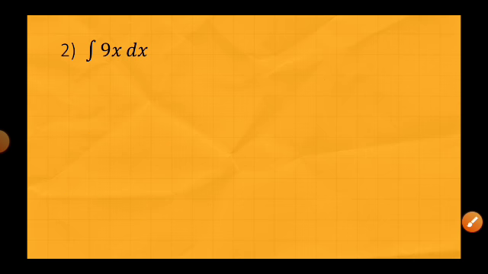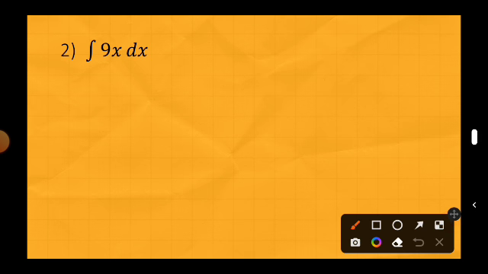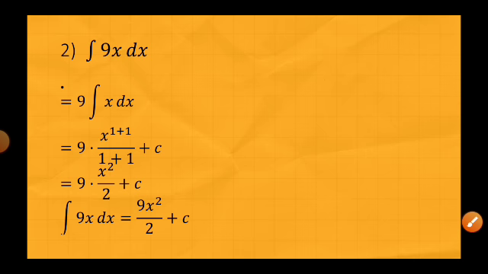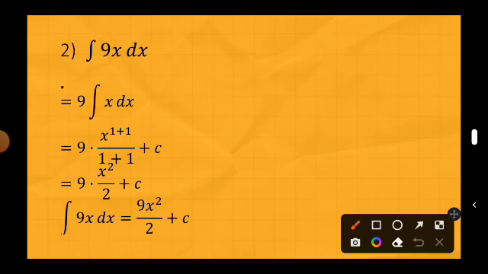So let us proceed to our second example. We have the indefinite integral of 9x dx. In this given example, we can see that we have a constant of 9. So we can simply apply the constant multiple rule because we have a constant 9 multiplied to our function x. The first thing that we will do is separate our constant 9 by the integral operator from our function x and then dx.